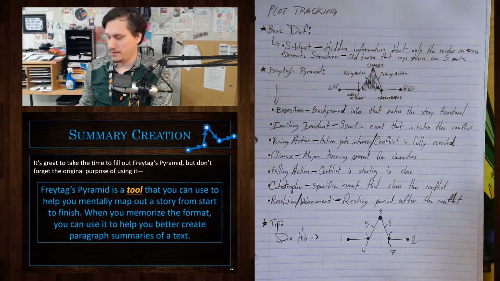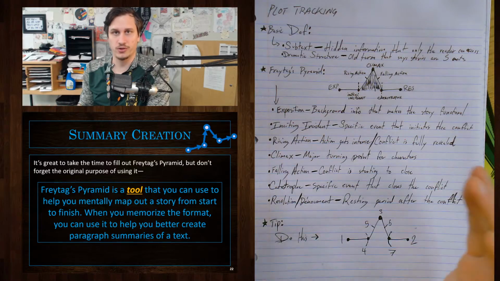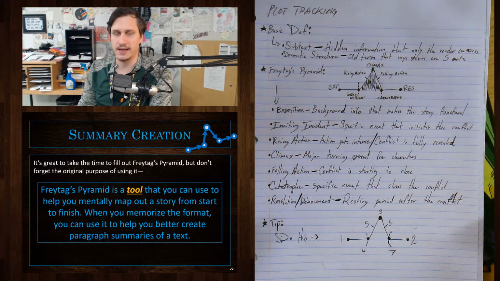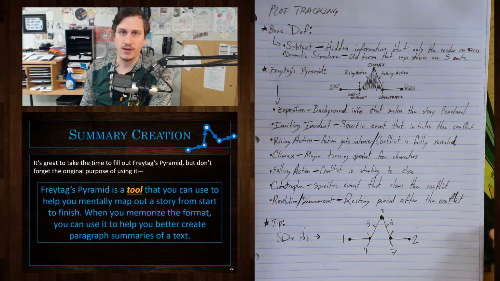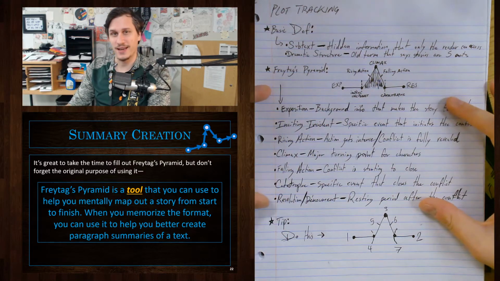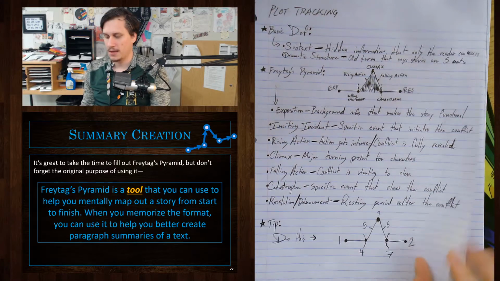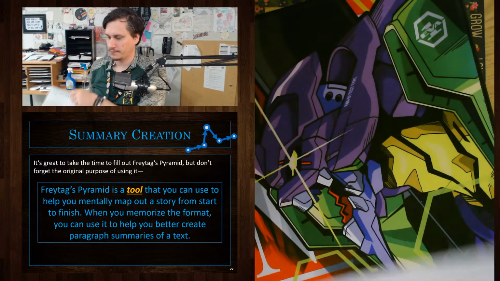Okay, so that first chunk of the video is plot tracking. How do you actually track the plot in a story using Freytag's pyramid? This is going to be pretty comprehensive for you. Hopefully some of the definitions that I gave you cleared some of the air if you have ever had difficulty with that. Okay, now moving on.